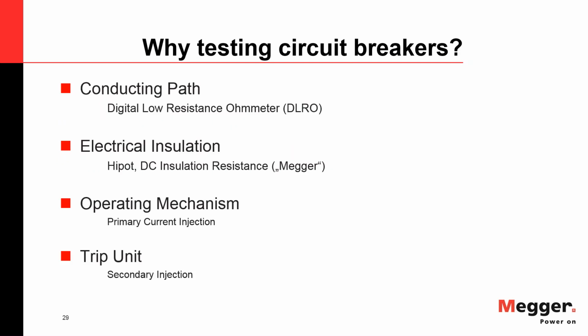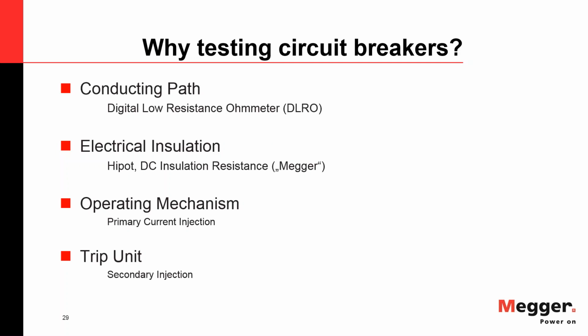So now we have different tests for circuit breakers. We want to talk about primary injection, but what other tests would a service company or a utility do? Well, for the conductive path, it's a resistance test. You can measure the contact resistance, typically with a DLRO, digital low resistance ohm meter. Very important is the electrical insulation. There you can either do a typical Megger test, an insulation resistance test, and or a high pot.